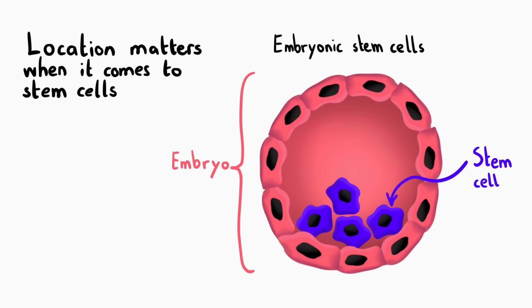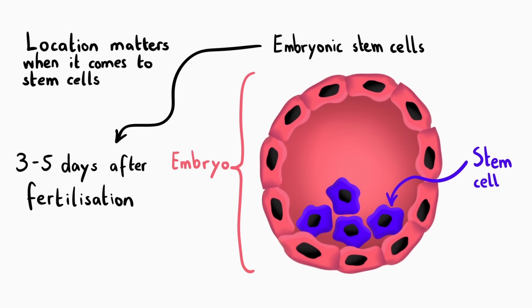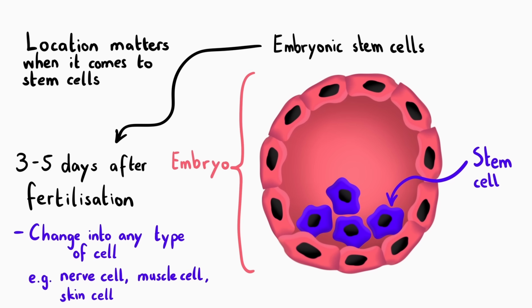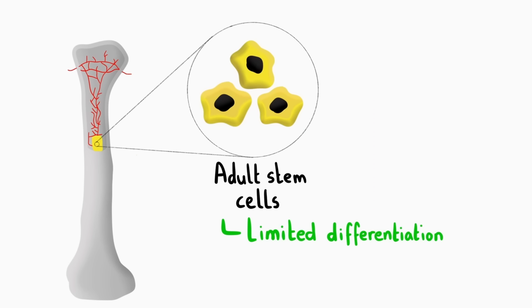There are different types of stem cells that can be found in different places. Embryonic stem cells are found in early human embryos, just a few days after fertilization. These cells have the potential to develop into almost any type of cell in the human body. Think about it, every cell in your body, from brain cells to skin cells, originally came from these early embryonic cells.